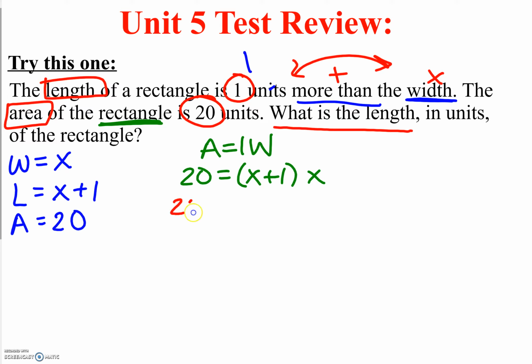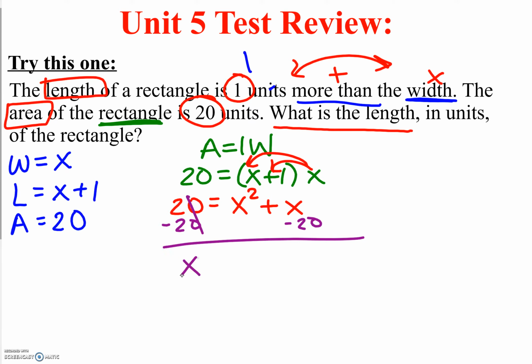From here, I'm going to bring down the 20. And with this x on the outside, we have to distribute to the x and that positive 1. So x times x is x squared, and then x times 1 is going to be 1x. Now I should see that I have an exponent of 2 right here, which means I have a quadratic. In order to solve a quadratic, I need it to be set equal to 0, so I'm going to subtract that 20 over. Now I have x squared plus x minus 20 equals 0.